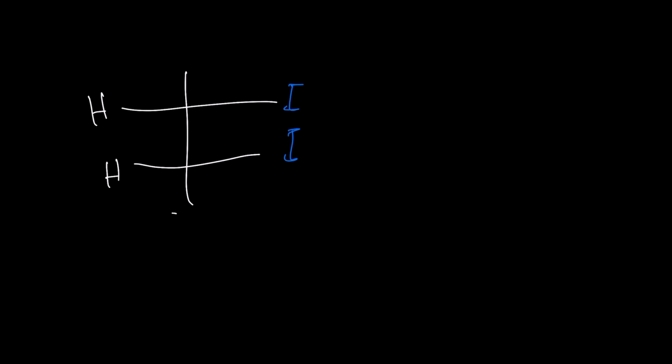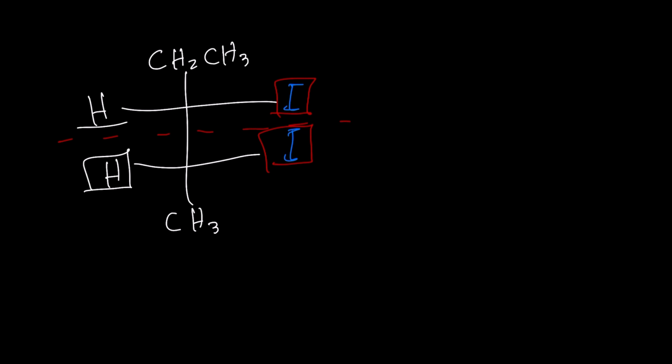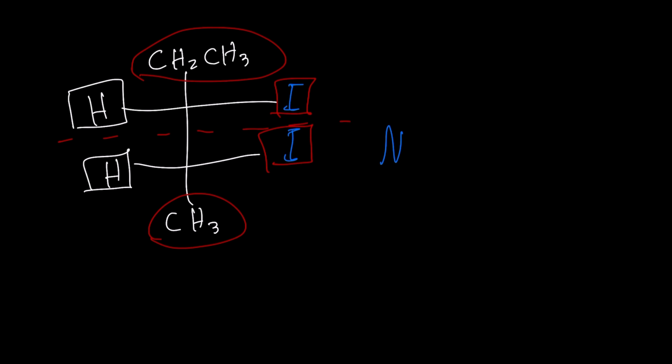Now for our last example, let's go over a quick Fischer projection. Would these two be meso compounds or not? So usually, if you draw the line of symmetry, you can see that we have the same iodines on the same side, the hydrogens are symmetrical. However, we have an ethyl on top and a methyl on bottom, and you can't have that if you're trying to be symmetrical. So this would not be a meso compound, and it would be optically active.